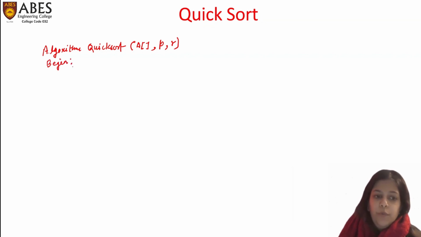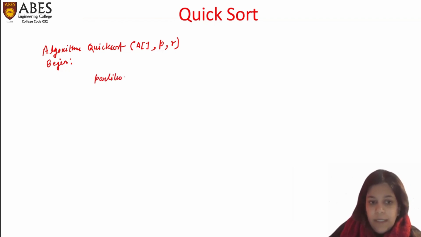So what do we have to do? We have to first find out the position at which the partitioning must be done so that we can recursively call the quicksort algorithm for the left part and the right part, right? So this partitioning will be done by another function, and let us suppose we call this function the partition function.